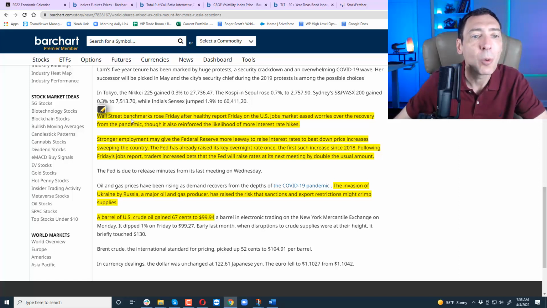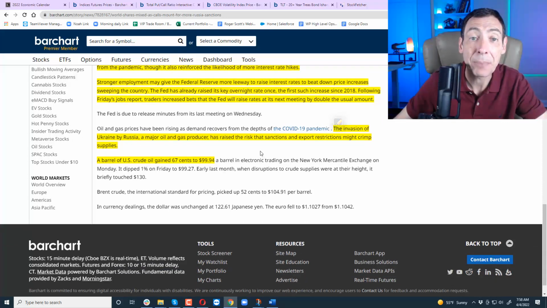All right. Wall Street benchmarks rose Friday after a healthy report on the U.S. job market eased worries over recovery, though it reinforced the likelihood of more interest rate hikes. The Fed data has been fairly strong. Stronger employment may give the Fed more leeway to raise interest rates to beat down price increases sweeping the country. The Fed has already raised its key overnight rate once, the first such increase since 2018. Following Friday's job report, traders increased bets that the Fed will raise rates again. But again, the market is assimilating it really well. It's doing well, as we'll see in a few minutes.